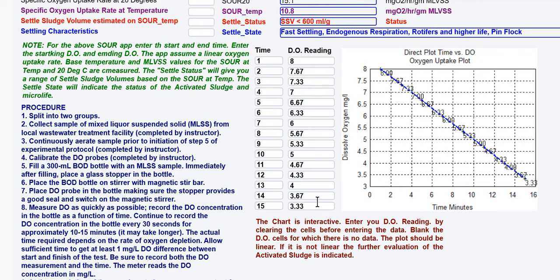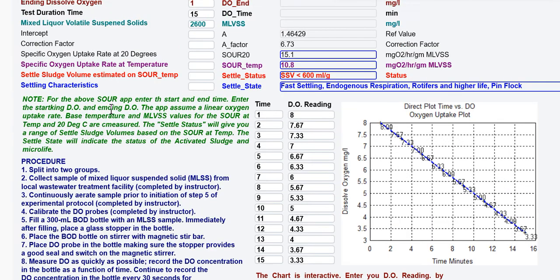This is based on 15 minutes, which is normally the standard time. And if you were only to run 10 minutes, then you would have to blank out the values from 11 to 16. This chart gives you an idea of whether or not it's linear. If you had something else going on and it wasn't linear, then you would have to look at your biological community and how it's reacting. It says note the above as start and end times, and this explains why it is a linear interpolation of the results.